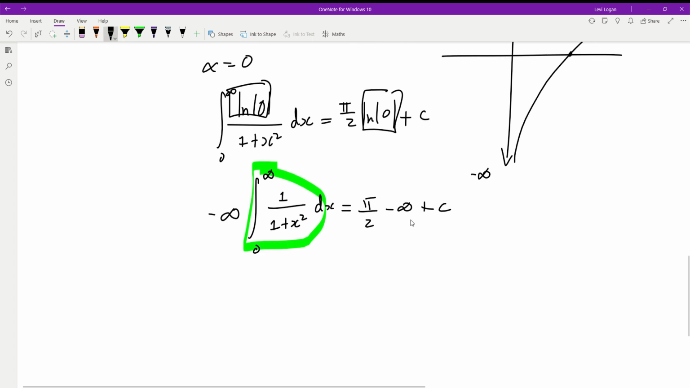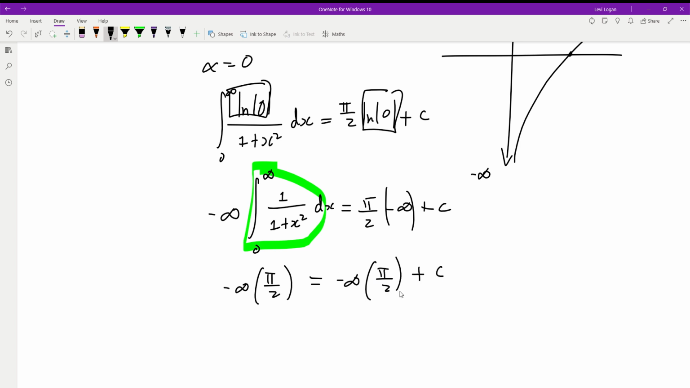So don't forget this is getting multiplied. So what we have is technically minus infinity times pi on 2 is equal to negative infinity times pi on 2 plus c. So if this side equals that side, that means our c must be 0.